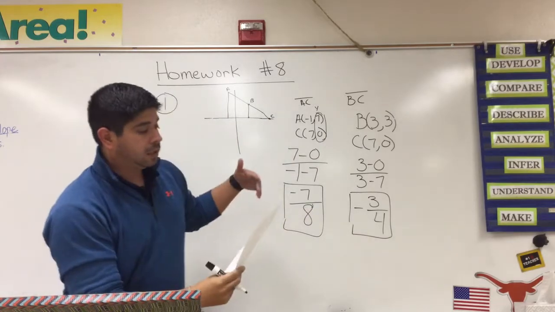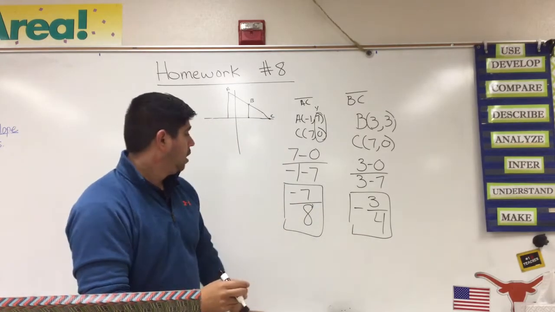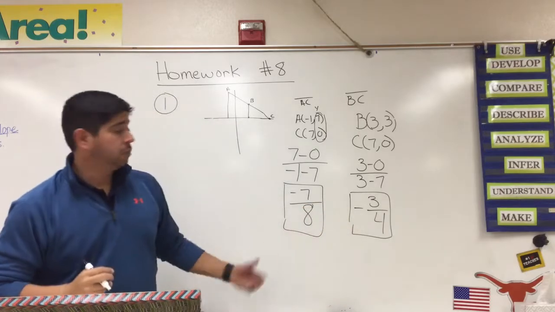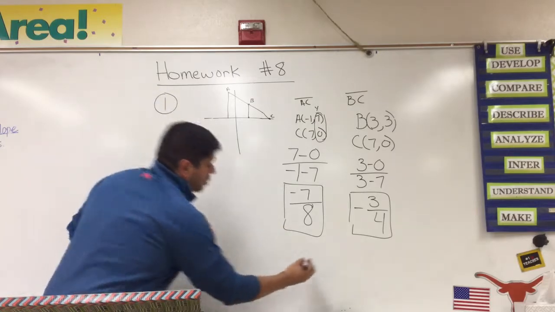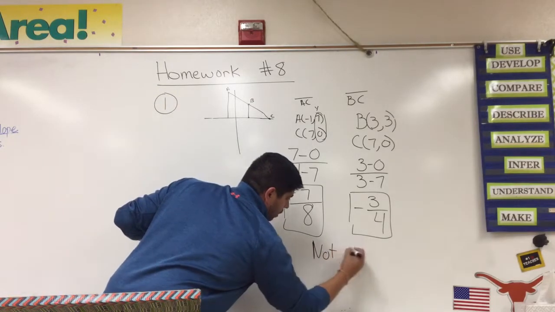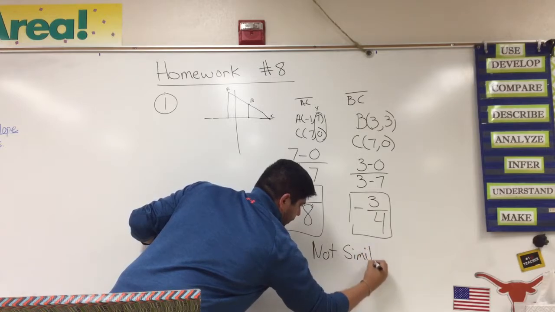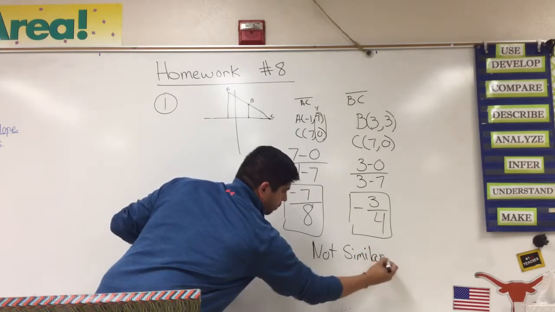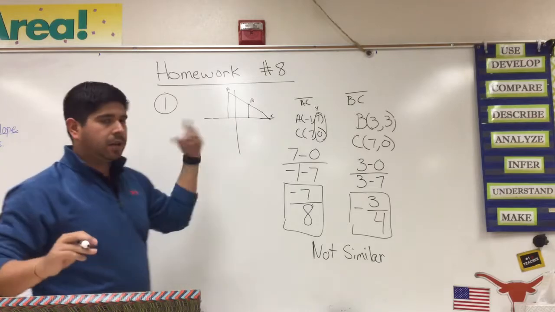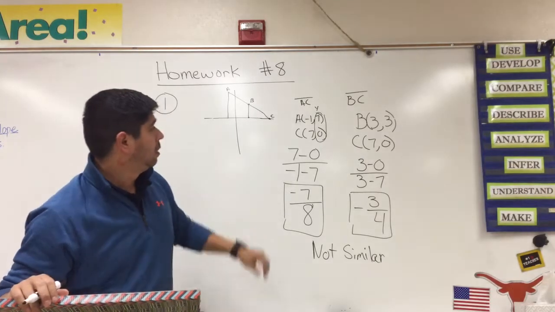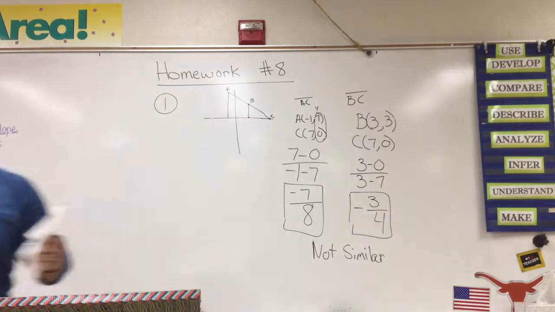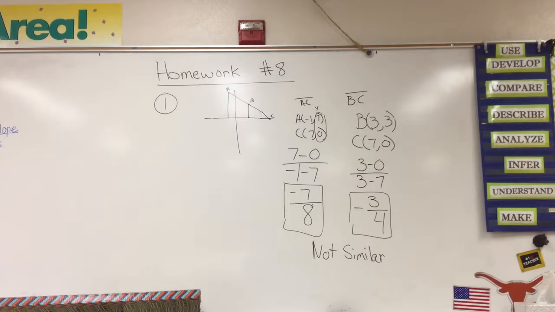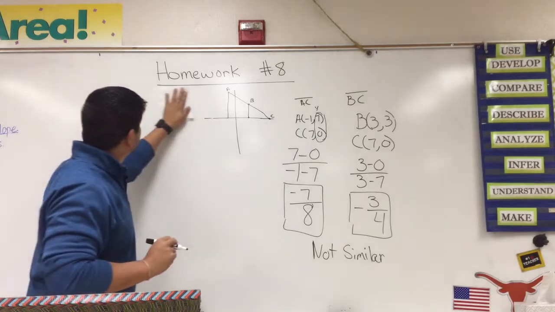Okay, so it asks are the triangles similar? If my numbers aren't the same, which these aren't, these aren't the exact same, so that means these 2 triangles are not similar. Not similar. There you go. If they were the same number, then yes, it would be similar triangles. All right, that was number 1.